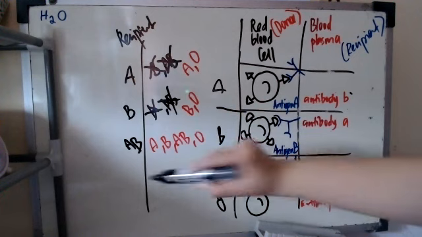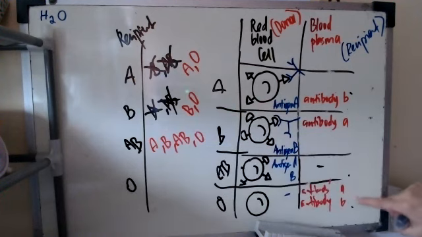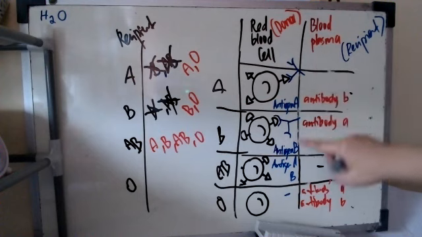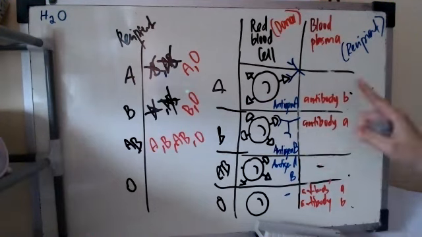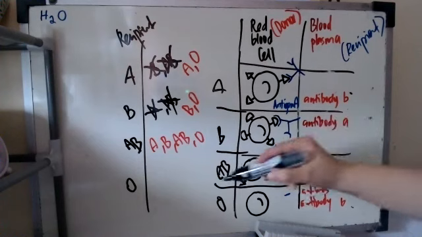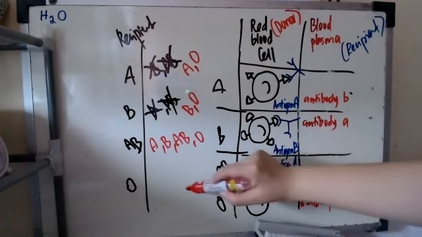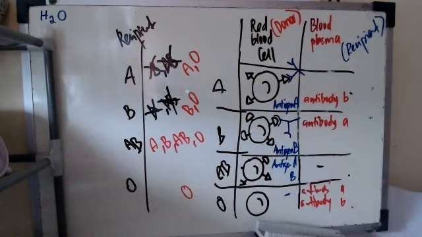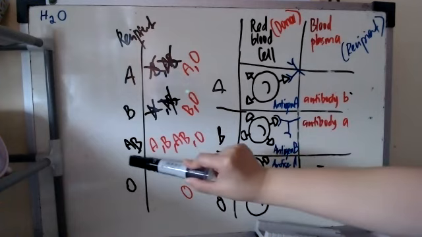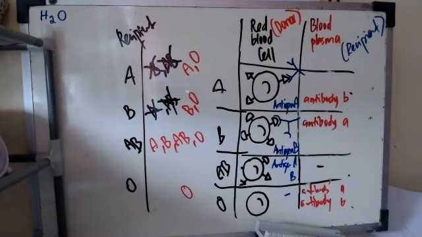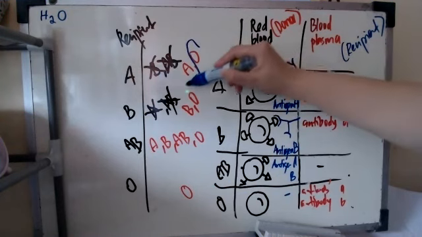Blood group O has both antibodies. So in that case, antigen A cannot, antigen B cannot, antigen AB cannot. So it only accepts from O itself. The rest cannot. So in other words, AB is a universal recipient. O is a universal donor.